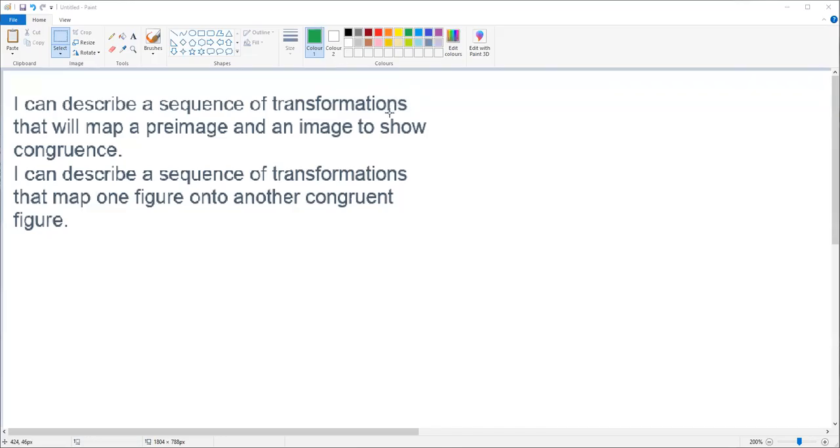All right, so this is 4.7, justifying congruence. After this lesson, you should be able to describe a sequence that will map a pre-image onto an image and thereby show congruence, and describe a sequence of transformations that map one figure onto another congruent figure.